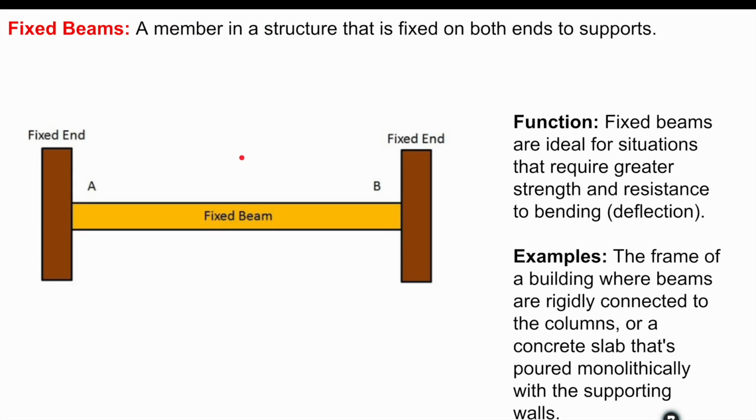A fixed beam is a member in a structure that is fixed on both ends to supports. So here's the beam, and here are the fixed ends, and these are the supports also, these fixed ends. Fixed beams are ideal for situations that require greater strength and resistance to bending or deflection. Examples could be the frame of a building where the beams are rigidly connected to the columns, or a concrete slab that is poured monolithically with the supporting walls.